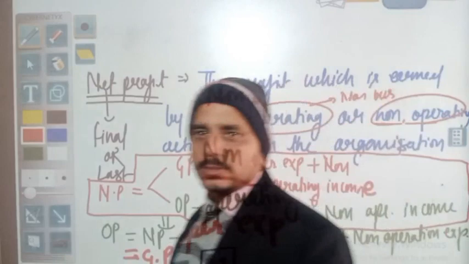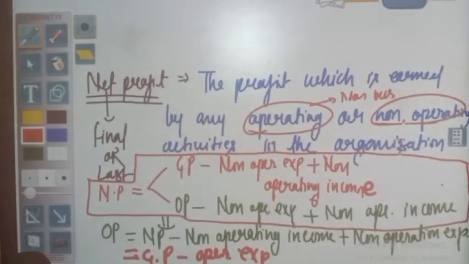So I hope the concept of net profit and operating profit will be very much clear to you. Let's take some examples to calculate the operating profit and net profit with the help of some practical examples. Let's take it ahead.